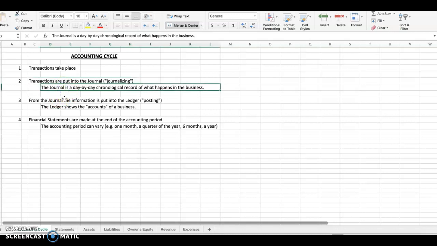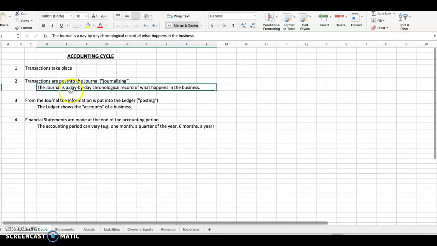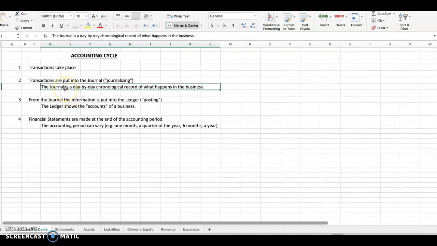The journal is a day-by-day chronological record of what happens in that business. And the word journal is kind of self-explanatory. This is a chronological record. Every day things are put in the order that they happen into the journal. So we'll see how that works later. But that's pretty self-explanatory, as I said. The word journal kind of explains to you what this is all about.